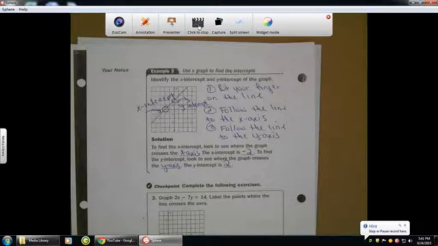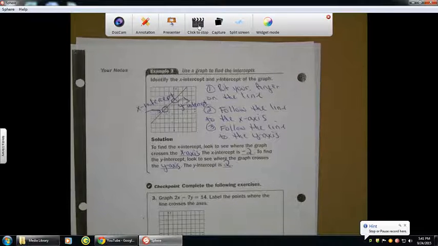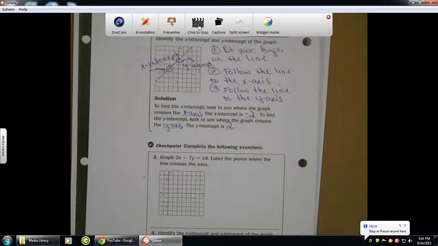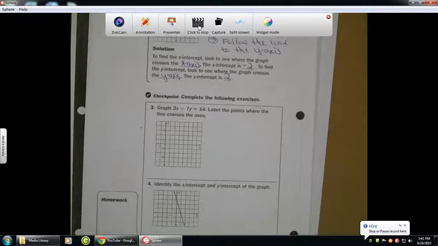All right, for checkpoint 3 and 4, pause the video, please. In number 3, graph the line and label the points where the line crosses the axis. And in number 4, you're going to identify the x and y intercepts of the graph. So please pause the video now.